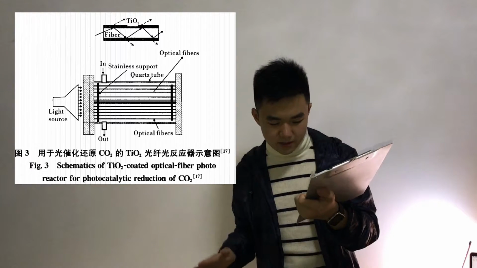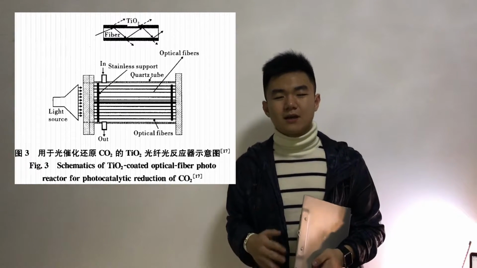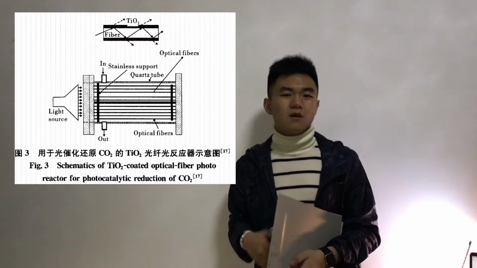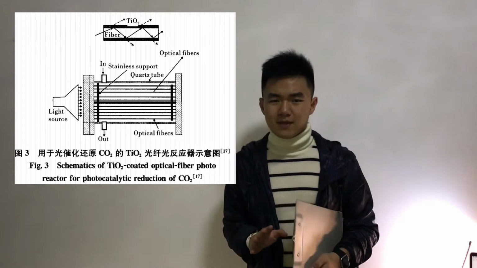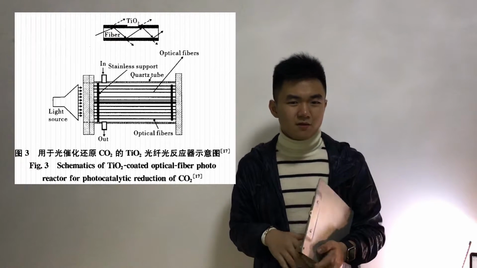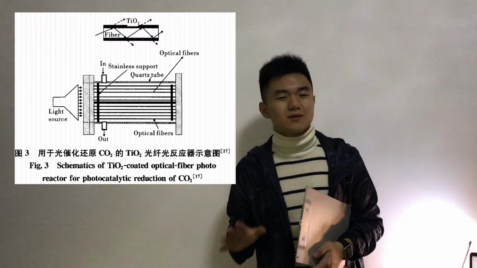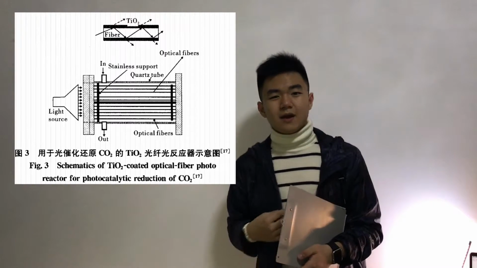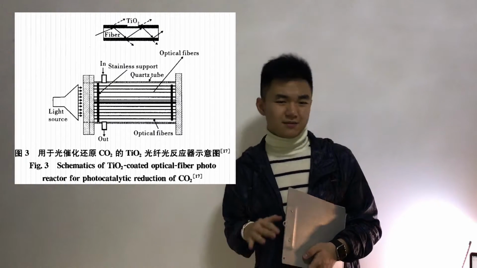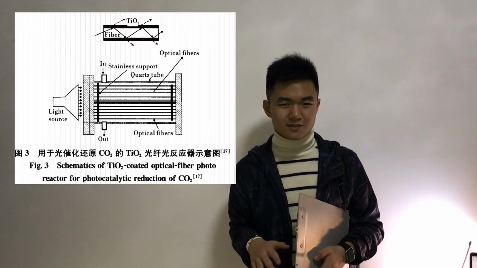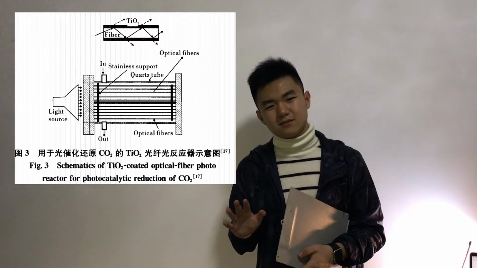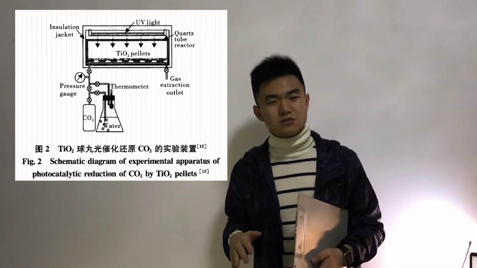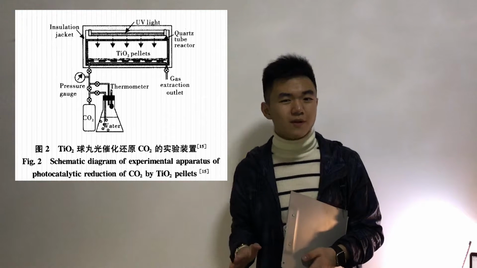There is a technology named the cold optical fiber photoreactor for the photocatalytic reduction of carbon dioxide by titanium oxide, which means we can use this technology with titanium oxide to deal with carbon dioxide. The theory of the technology is to use the photocatalytic force of the titanium oxide to transform the carbon dioxide into other forms.